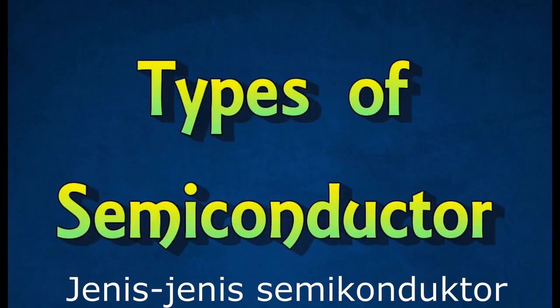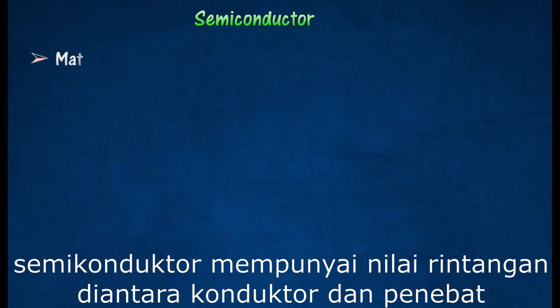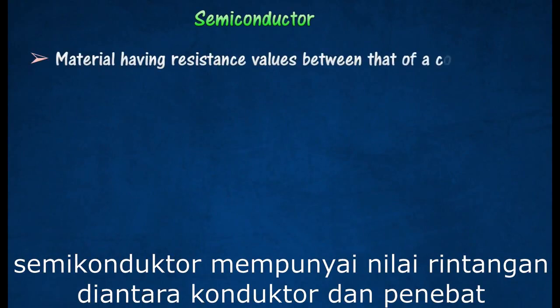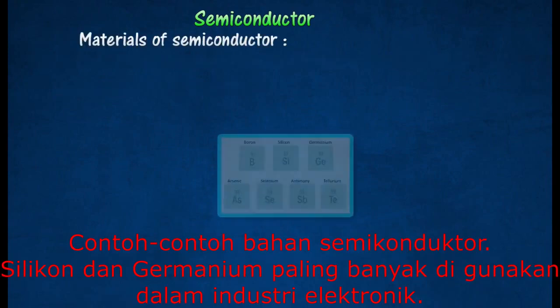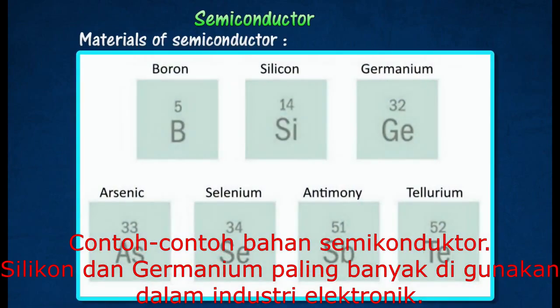Types of semiconductor. Semiconductor is a material that has resistance values between that of a conductor and insulator. Examples of semiconductor materials, which are commonly used in the electronic industry, are germanium, silicon, boron, tellurium, arsenic, antimony and selenium. Germanium and silicon are commonly used semiconductor materials in the electronic industry.